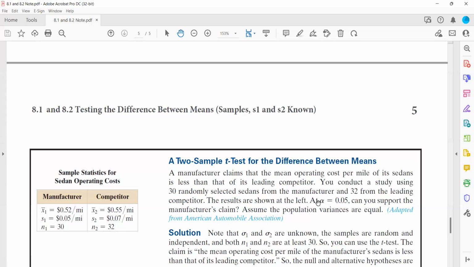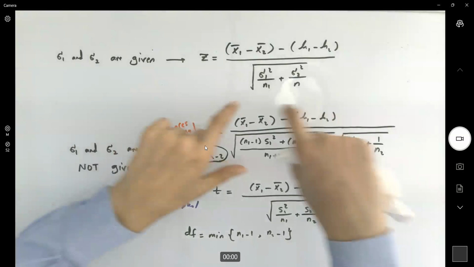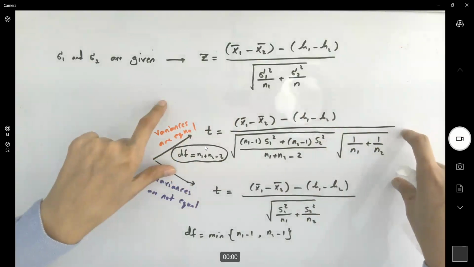At a 5% level of significance, can you support the manufacturer's claim? This line is super important: assume the population variances are equal to each other. This is the leading information helping us to choose the correct t formula. Very good. So let us take a look at our board, write down the formula, and do the calculation. Variances are equal to each other, which means the ugly formula is the one to use.